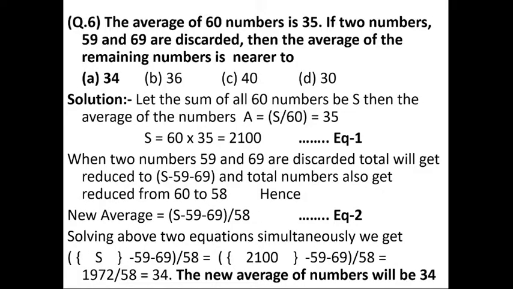Next. The average of 60 numbers is 35. If two numbers 59 and 69 are discarded, then the average of the remaining numbers is nearer to. It may be exact value or closest value, you have to find it out. Now two numbers are discarded, means total number will remain 58 and the addition of these two is to be subtracted from the total sum. Again the explanation is a very simple one. Let's go to next.